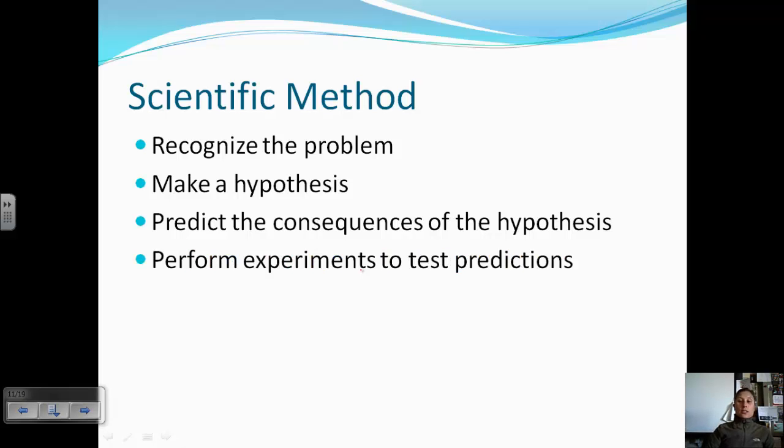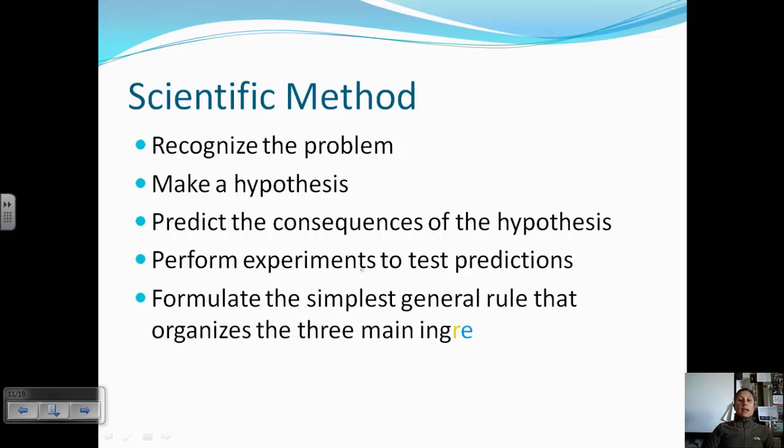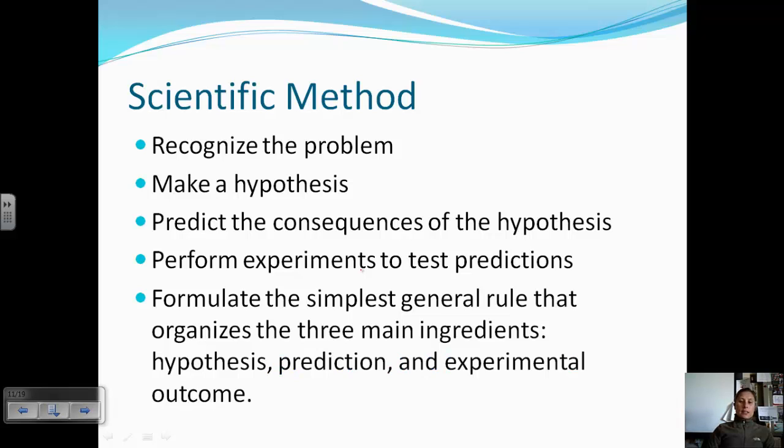Then you perform experiments to test your predictions. When we talk about experiments, we're going to talk about the independent and dependent variable, and also making sure that you only test one variable at a time. All of those things go into experimenting. Once you have done your experiment and collected your data, you try to come up with a rule about your data. It has to organize the three main parts: your hypothesis, your prediction, and your experimental outcome. Does your outcome support the hypothesis? Does it not support the hypothesis? And what are you going to do next?